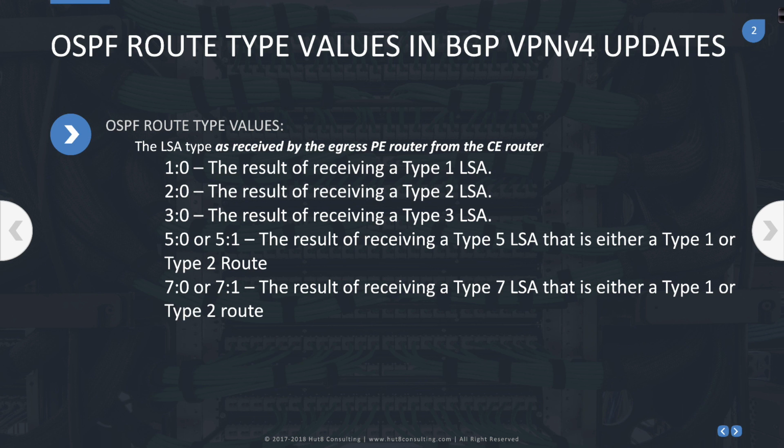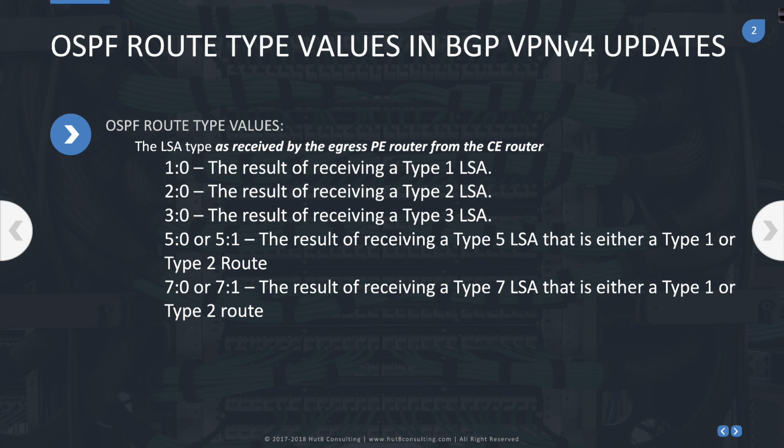So an easy way to think of this is when you see 5:0, just add 1 to the options field, and that's going to tell you what the type is. So if it's 5:0, it's an OE1. If it's 5:1, it's an OE2. 7:0 is an N1, and 7:1 is an N2.